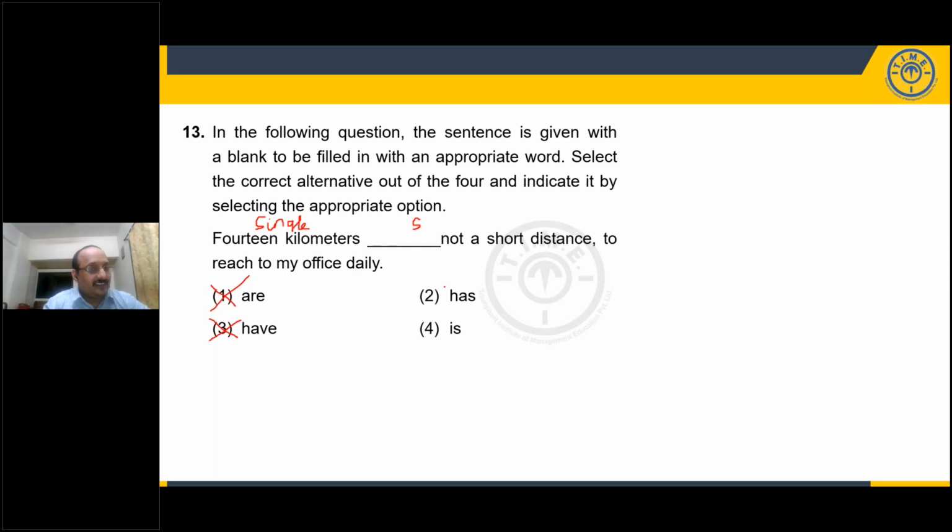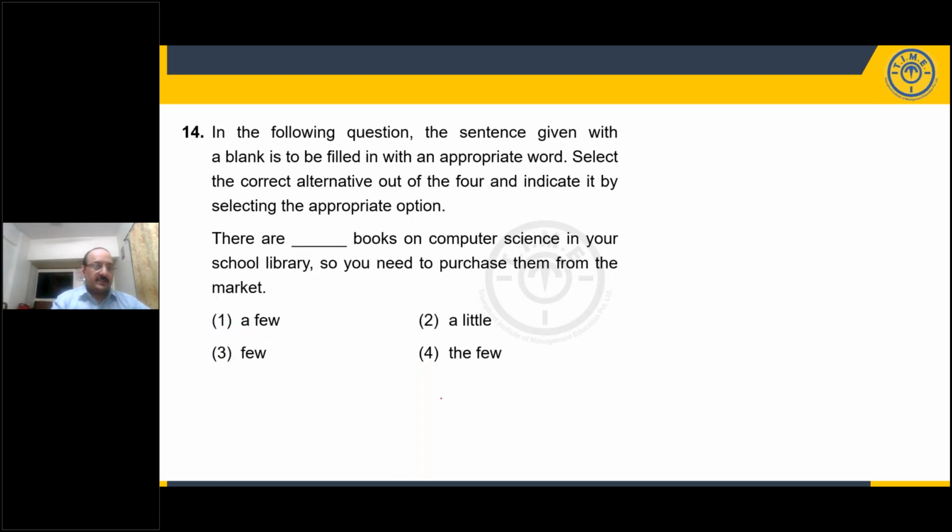But here I don't need has. I'm not talking about the perfect tense. So two also gets eliminated. I'm left with is. 14 kilometers is not a short distance to reach my office daily. Option number 4. All right, guys. 14th one. There are dash books on computer science in your school library, so you need to purchase them from the market. I have options like a few, a little, few, the few.